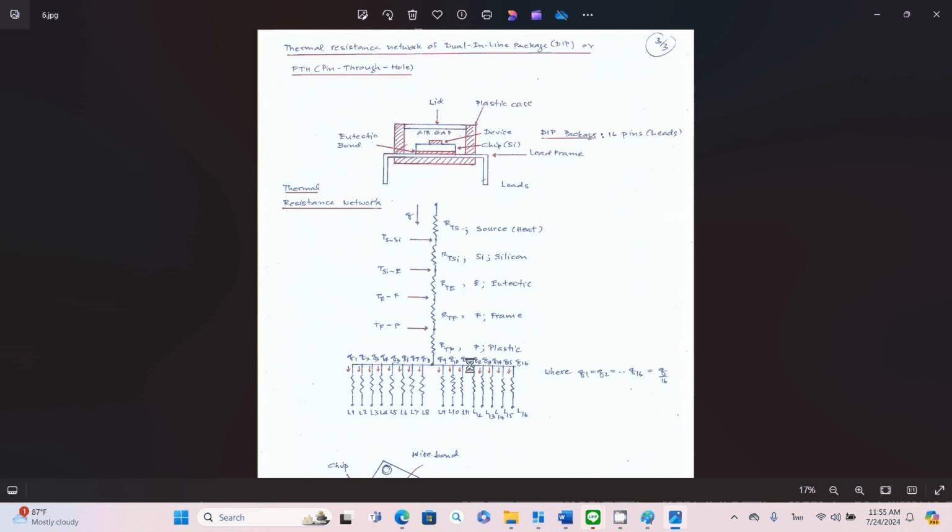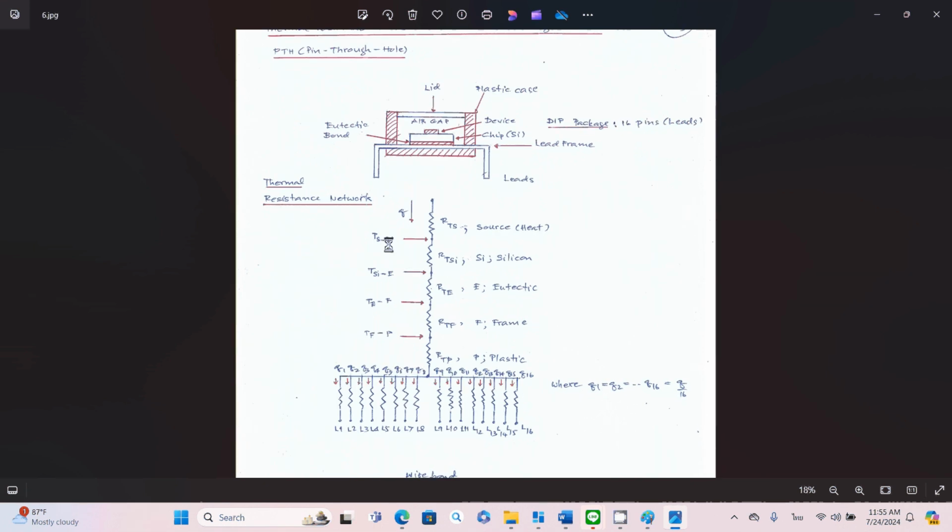So the heat starts flowing, starting transfer from the top to the bottom, and then we go through the 16 pins of your IC package, and you can analyze the junction temperature. For this case, I write this down as the TSSI. That means the junction temperature between the source and the silicon chip. TSIE, that's the junction temperature of the silicon chip and the die bond.